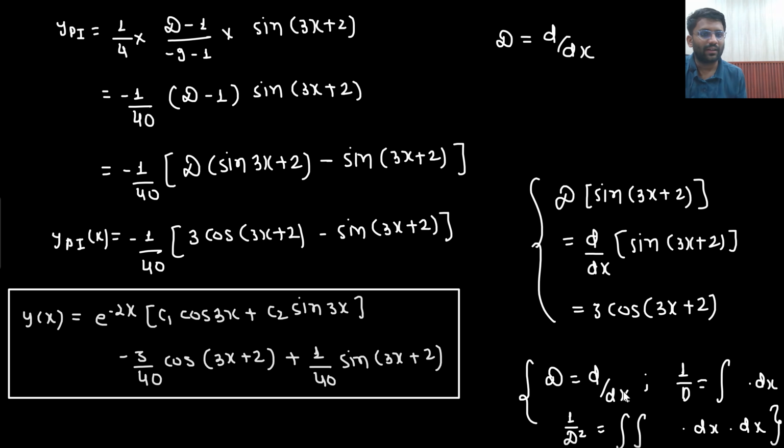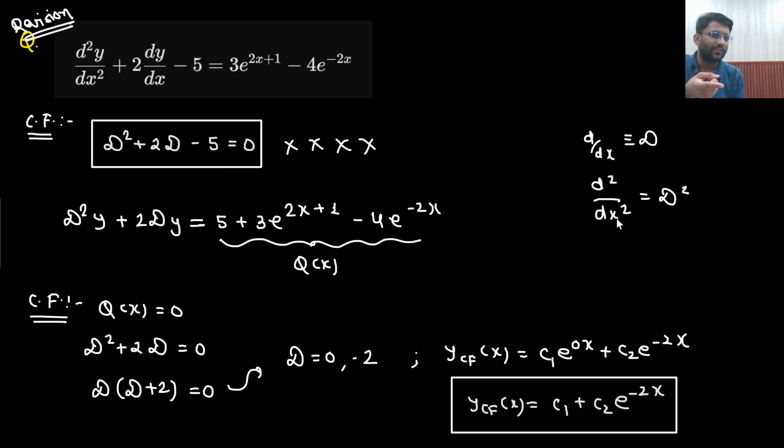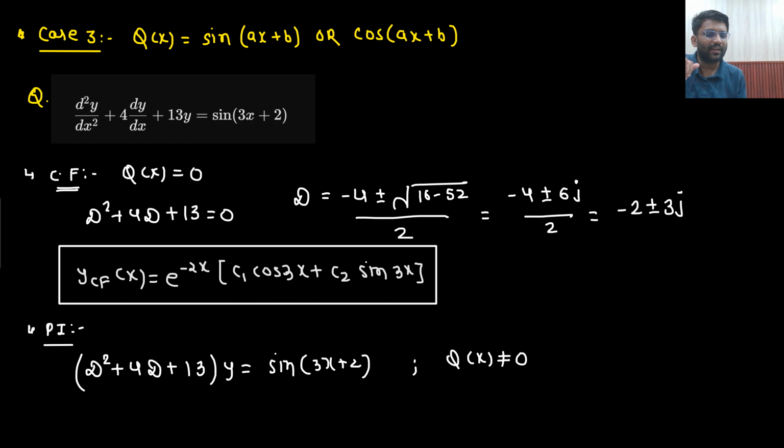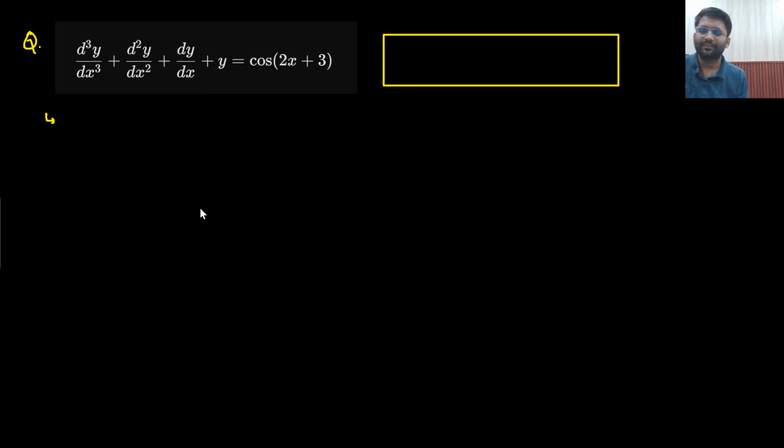What is the meaning of D square? The meaning of D square is that you differentiate 2 times with respect to x. So what will be the meaning of 1 by D? The meaning of 1 by D will be that you integrate with respect to x. What is the meaning of 1 by D square? That you integrate 2 times. Right? We will see them. Don't worry. We need to solve this question now.